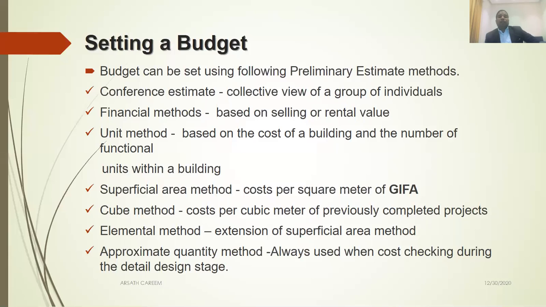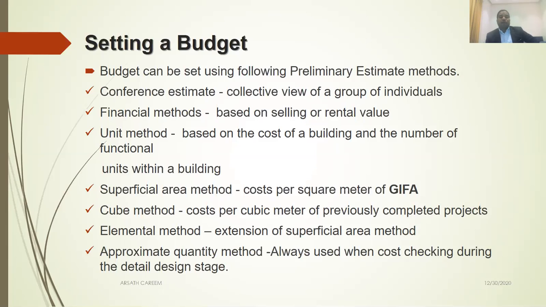Next one, cube method. Usually this is cost per cubic meter of a previously completed project. This method is not in practice. Previously, a long time ago, this was widely used. Next one, elemental method. This is very similar to an extension of the superficial area method. Same method, however, the cost is broken into the elements of the building, which I discussed earlier.